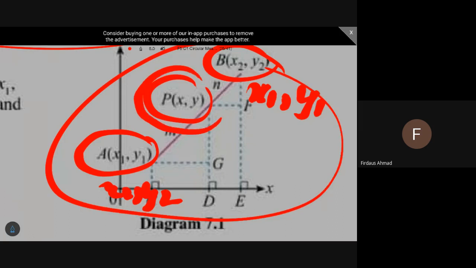Kamu boleh bagi mana-mana label yang kamu suka. Yang ni pun boleh jadi X2, Y2. This one can come X1, Y1. Doesn't matter guys, can be anything. Okay, as long as you follow the pattern. X kena pair dengan Y. And then this, the middle one here, we always put XY. This one fixed, tak boleh ubah yang ni. Okay, so this one you cannot change.